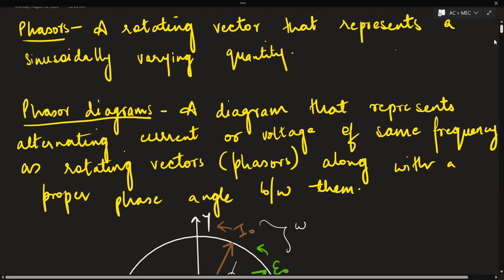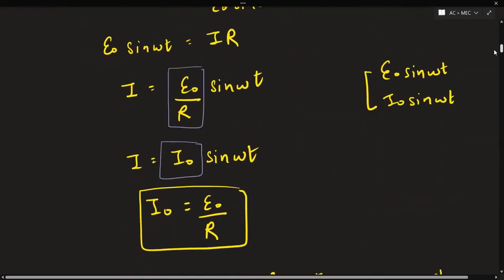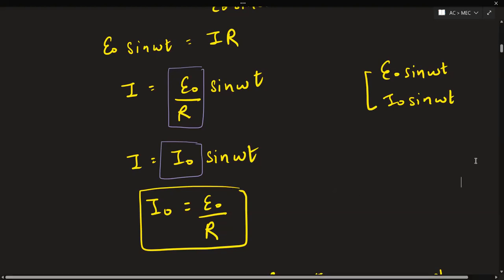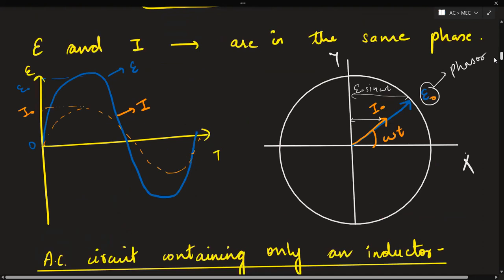See, this is the circuit containing only a resistor. E is equal to E naught sine omega t. I is also I naught sine omega t. There is no addition or deletion of pi by 2 or any angle. Here, the value of current is E naught divided by R. And this is how the phasor diagram and the graph look. See, both are in the same phase.